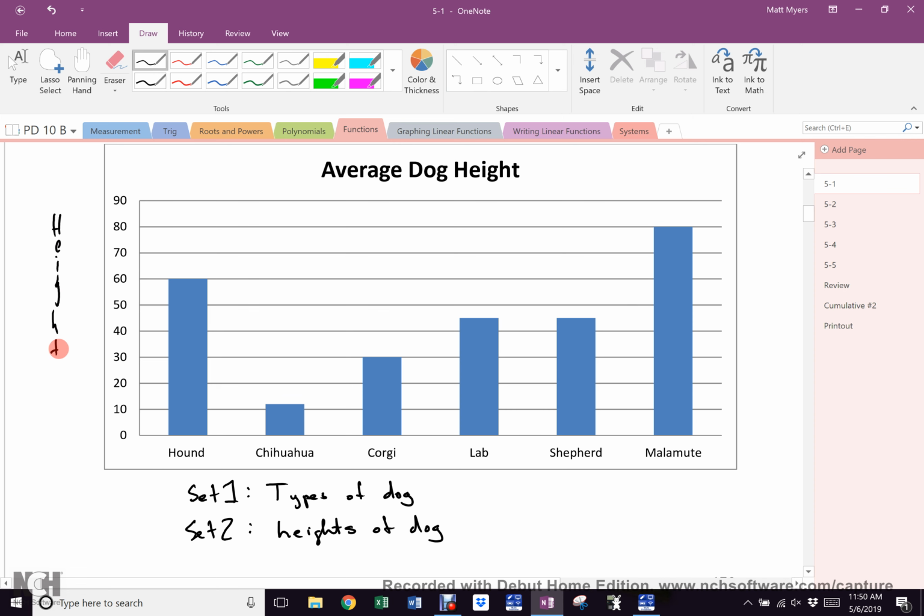Height, centimeters. What's wrong with this one? What's wrong with this? No title again. Is there a unit that I could put there? No. Everybody good? Everybody can read this graph, right? How tall is a corgi? Excellent. How tall is a chihuahua?